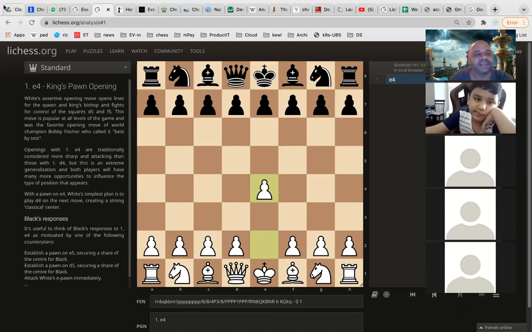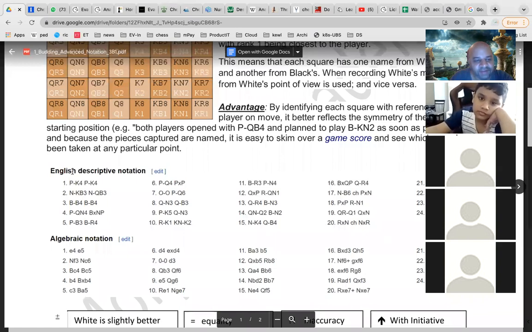If you see here, for the same move I have given the English descriptive notation and below it the algebraic. See, 1 E4 is written as P dash K4. There is always a dash between the letter and the square, in English notation, not in algebraic notation. So here, P dash K4.